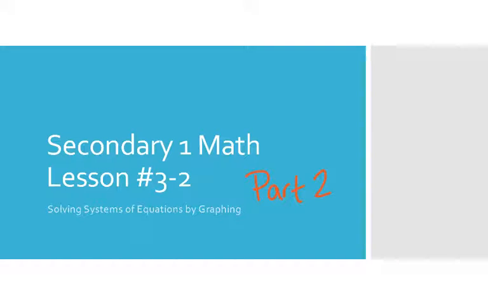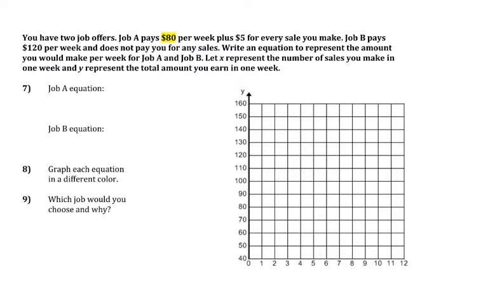Continuing the lesson, we are going to now go to the next question. In this question, you have 2 job offers. Hopefully someday you have a job, and maybe if you're lucky, you even have 2 job offers and you have to decide which one is best. Looking at the information we're given, job A pays $80 a week plus $5 for every sale that you make. So let's stop and look at job A for a second.